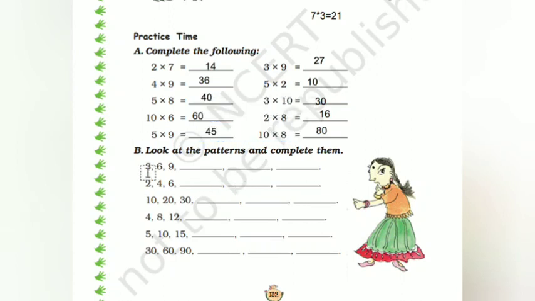Look at the patterns and complete. So what are these? These are the multiplication factors. We have to complete this. Okay. It is starting from 3. 3 times 1, 3. 3 times 2, 6. 3 times 3, 9. 3 times 4, 12. Then 3 times 5, 15. 3 times 6, 18.